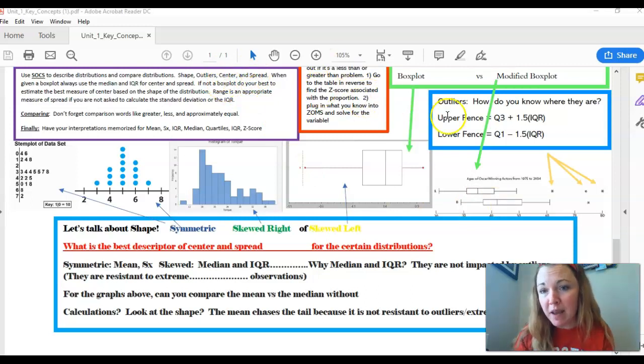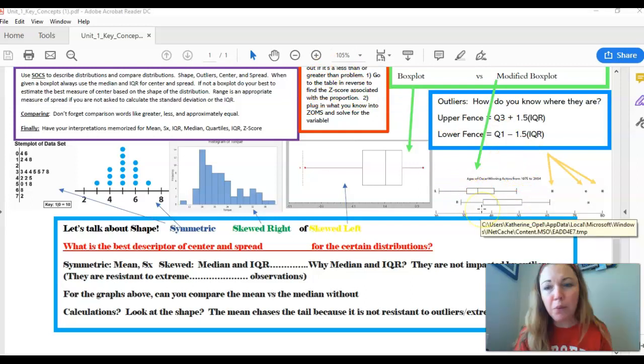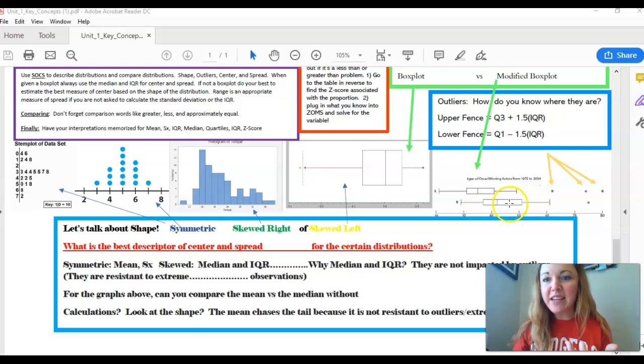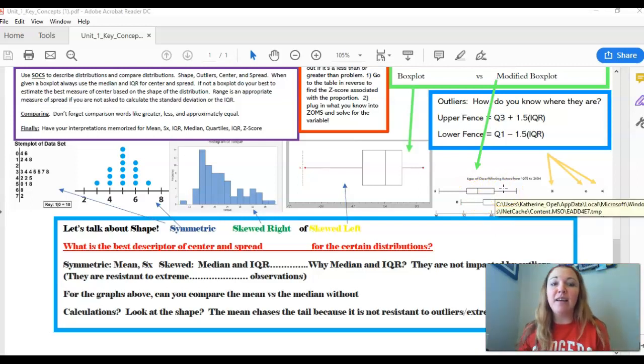The spread, I'm going to use my IQR. I'm going to take quartile 3 minus quartile 1, and I don't even have to compute it. I just have to say the IQR of distribution B is larger than the IQR of distribution A. Now, if you can't eyeball that, you go ahead and calculate that. However, you don't need to. You just need to talk about it in terms of that IQR and which one's bigger or smaller.